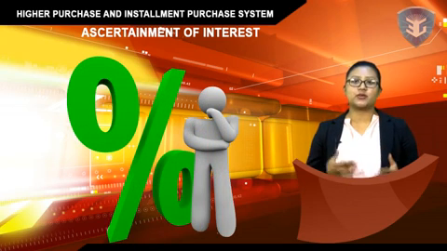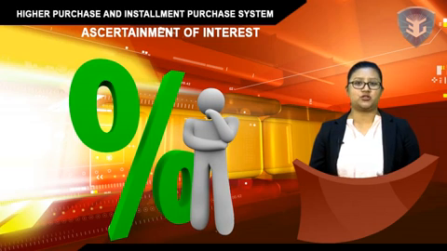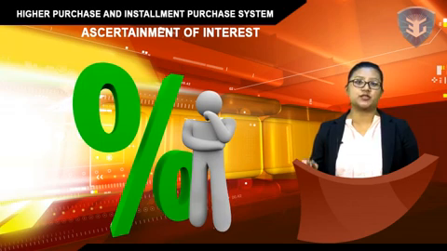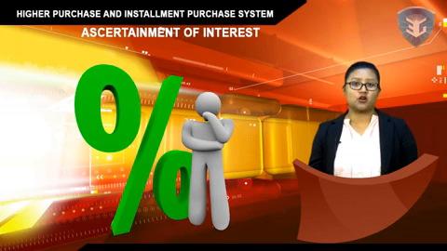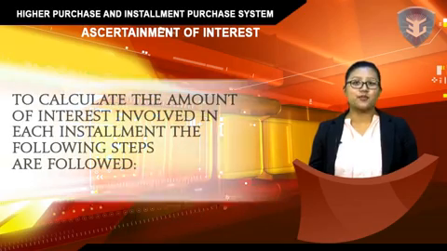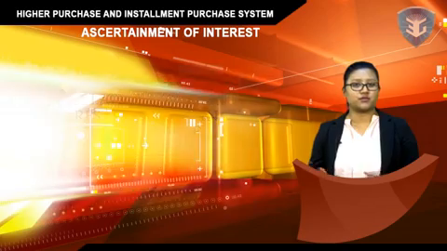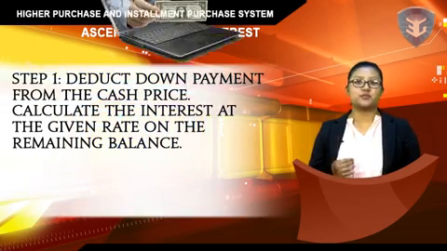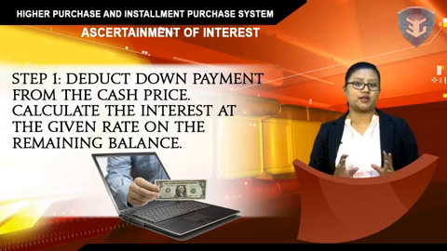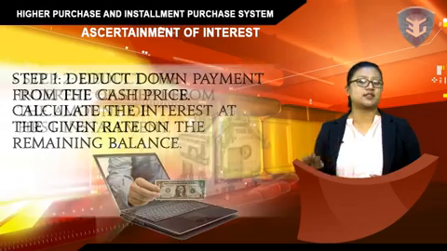When the cash price, rate of interest, and the amount of installments are given, in this situation the total amount of interest is to be ascertained first. It is the difference between the hire purchase price, down payment plus total installments, and the cash price. To calculate the amount of interest involved in each installment, the following steps are followed. Step 1. Deduct down payment from the cash price. Calculate the interest at the given rate on the remaining balance. This represents the amount of interest included in the first installment.